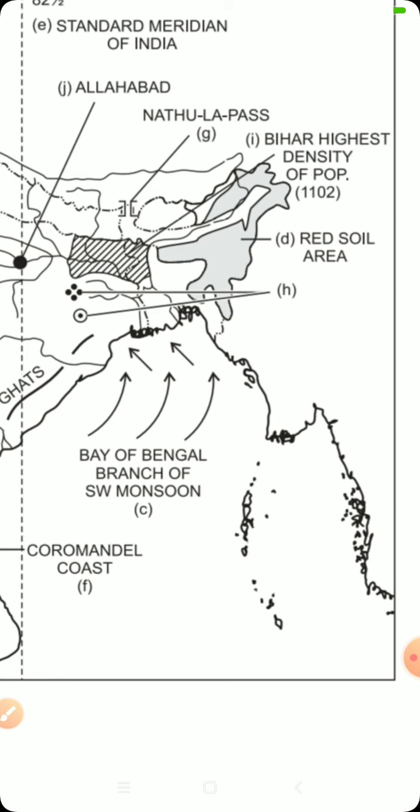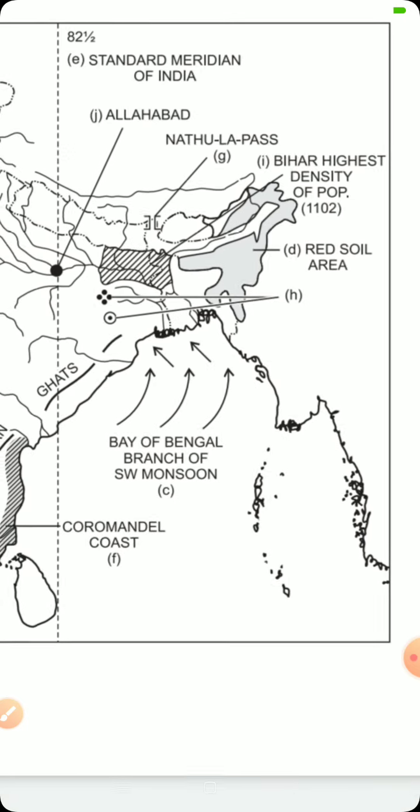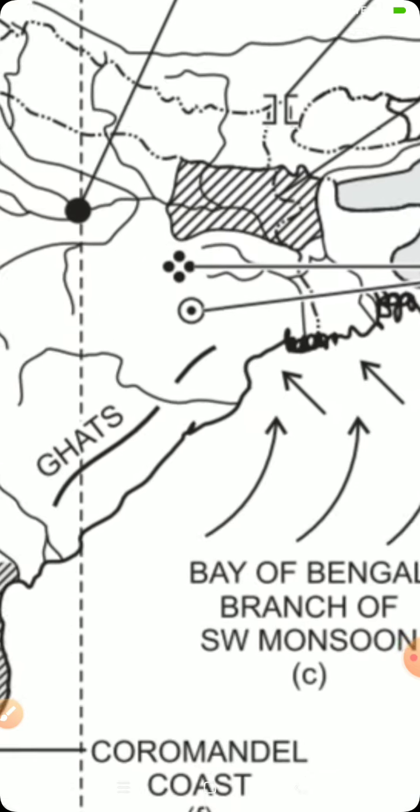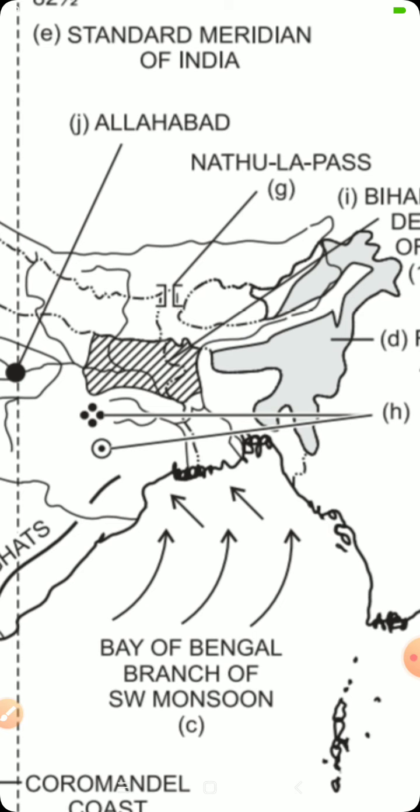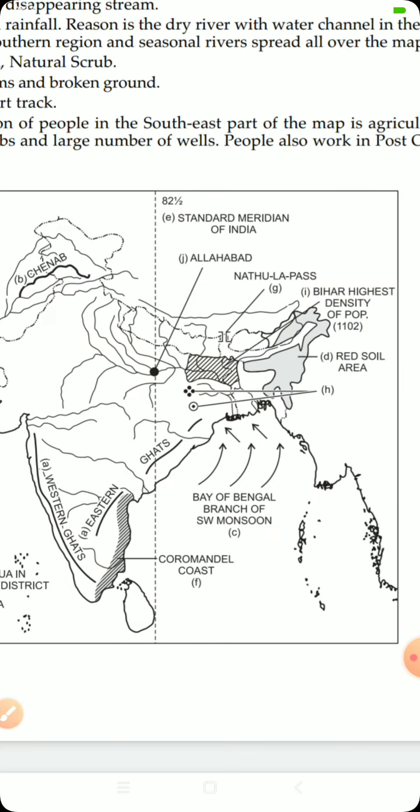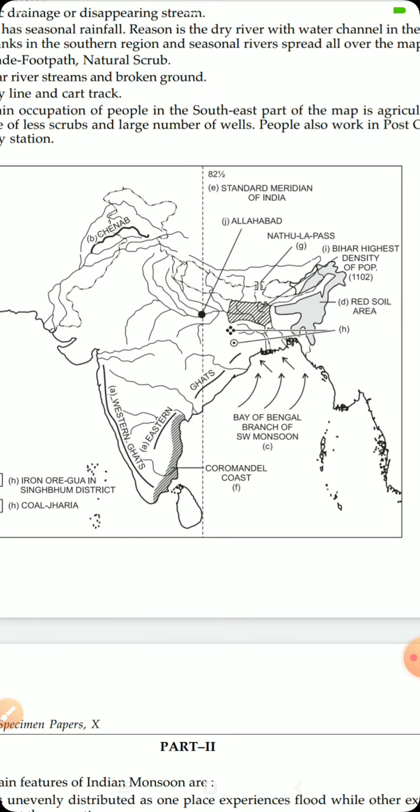Then after that, J was our last question. Allahabad city was asked, and you see how it has been marked by a dot and separately neatly written. So you also have to write neatly and check your map. If you have made any mistake, correct your mistakes and be ready for submitting this map.